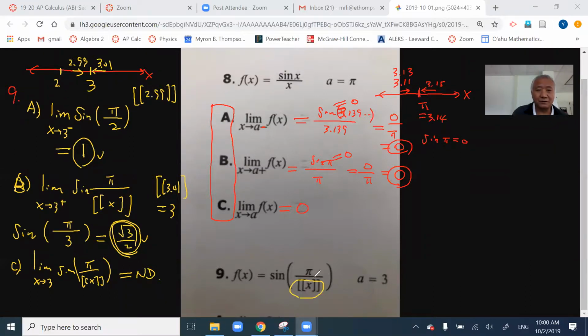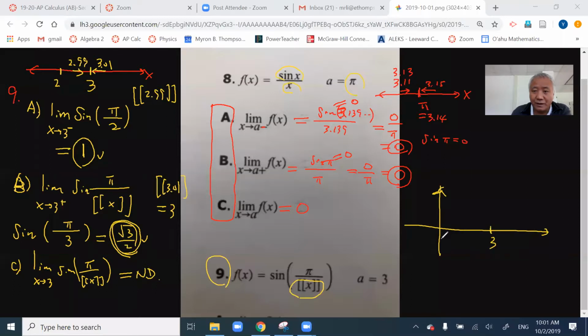So let's recall what we did here for both 8 and 9. The left limit, we just say when x approaches that number, like this one pi, from the left side. And the right limit, it goes this way for the right side. But since sine x and x, they're continuous, each of them continuous, you just plug it in, you got it. But the problem for number 9 here is a little bit different. Because this integer, when x approaches 3 from the left side, the graph will be like this. You can see there is a jump.